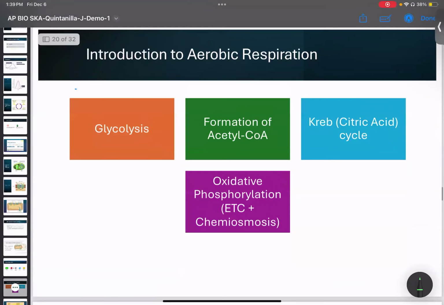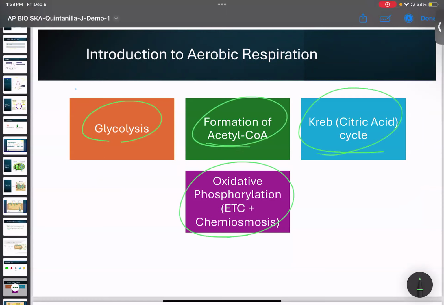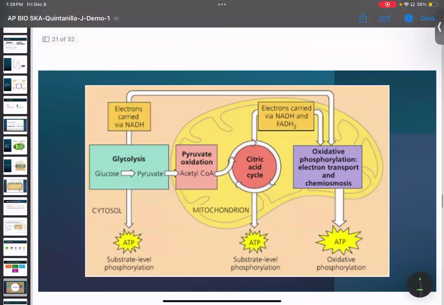Now we're talking about cellular respiration or aerobic respiration, which involves 4 steps. You have glycolysis, you have formation of acetyl-CoA, the citric acid cycle, and oxidative phosphorylation, which consists of the electron transport chain and chemiosmosis. Again, this is just a brief diagram of what it looks like. You'll see that glycolysis takes place inside the cytosol. The cytosol is the liquid found inside the cytoplasm. It takes place outside of the mitochondria. And everything else, such as pyruvate oxidation, citric acid cycle, and oxidative phosphorylation, takes place inside the mitochondria.